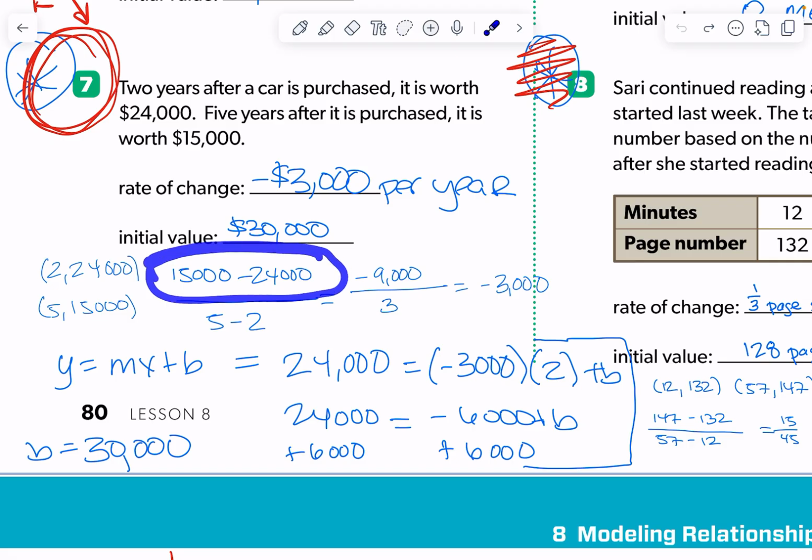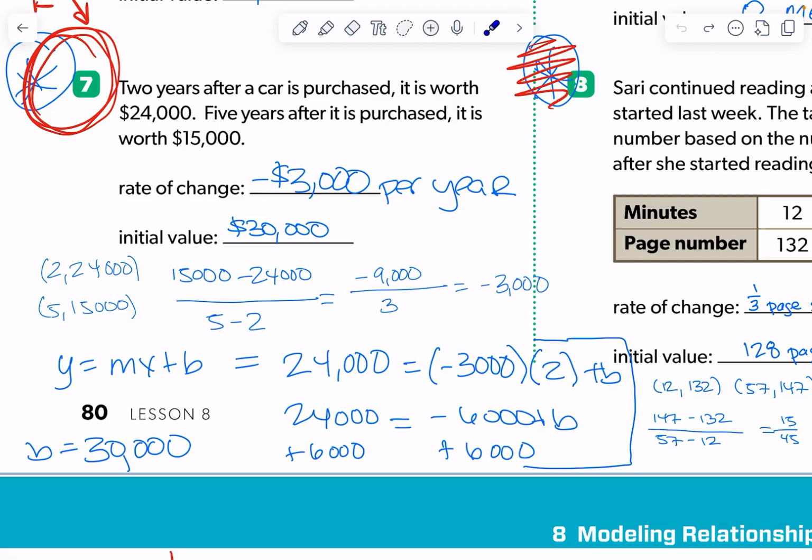That is our distance, 24,000 minus 15,000. And then we have been given our time. We had 2 years and then we had 5 years. So 5 minus 2. When we do 9,000 divided by 3, we get 3,000.